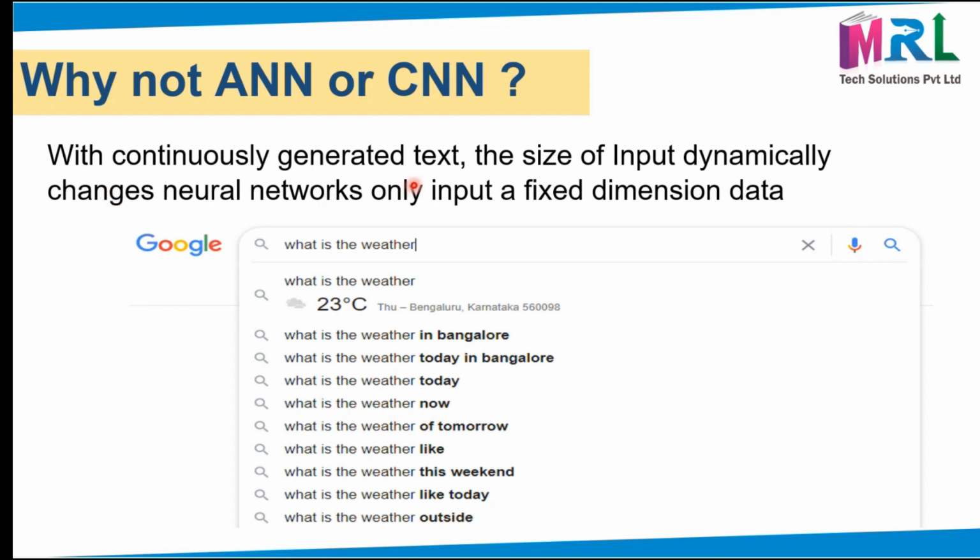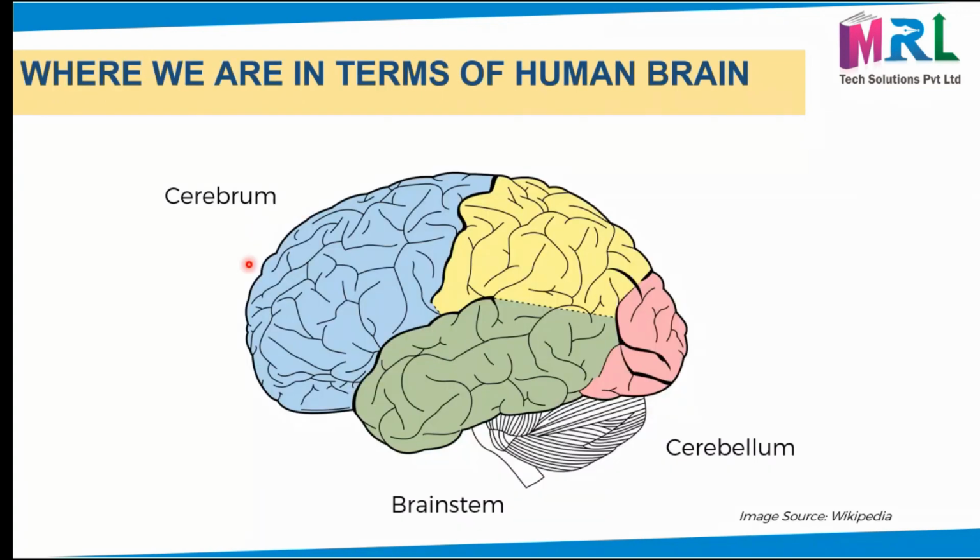With continuously generated text, the size of the input dynamically changes. Okay, the size of the input dynamically changes. In those cases, we can use a recurrent neural network. Okay, now let's look into this picture.